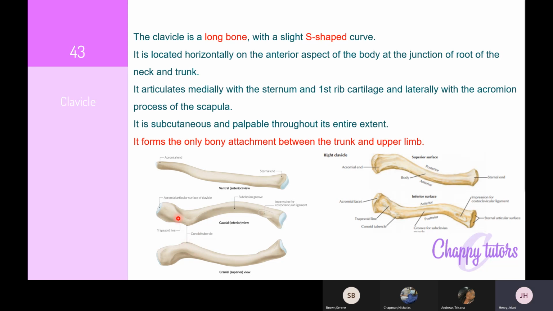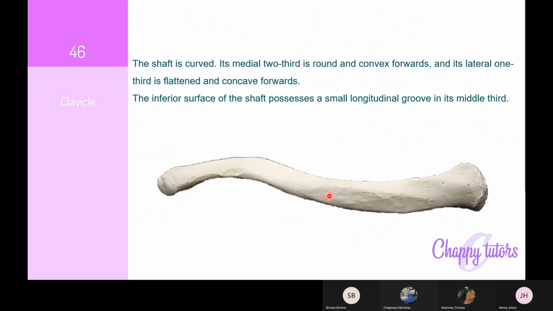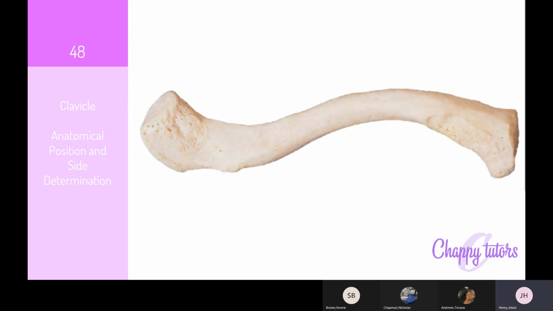You can kind of see, this is an inferior view, right? And in the superior view, you could kind of slightly see the conoid tubercle protruding just above the red laser point, right? And you have this subclavian groove here in the middle third of the shaft of the clavicle. And closer to the sternal end, we have the rough impression for the costoclavicular ligament, right? And this diagram has the same features.